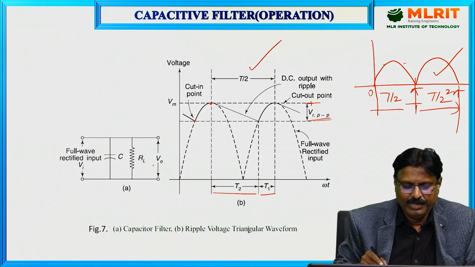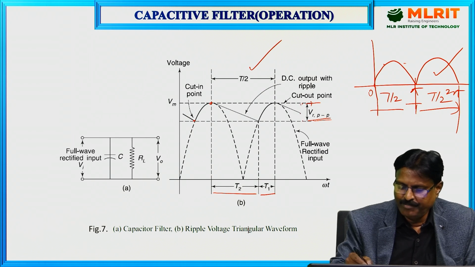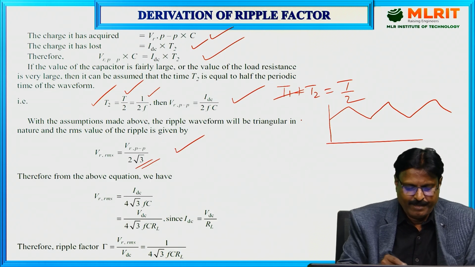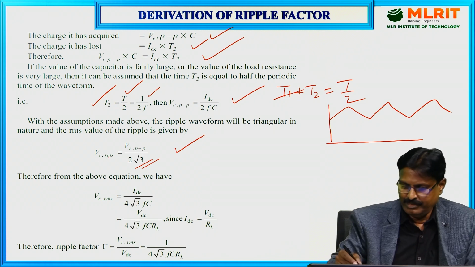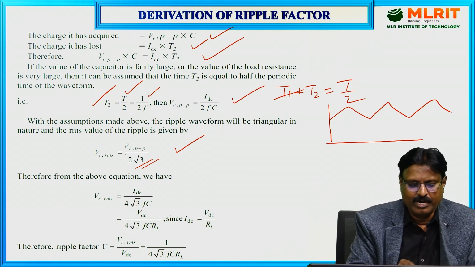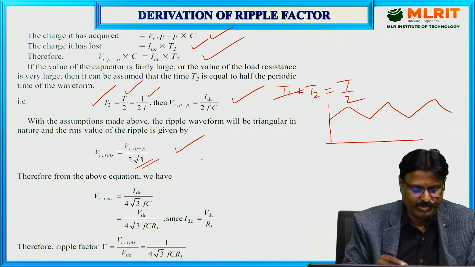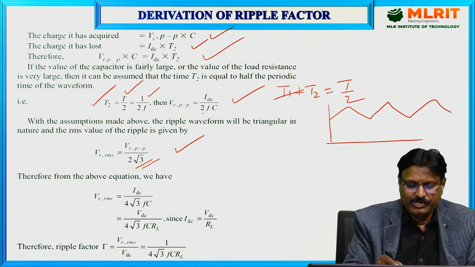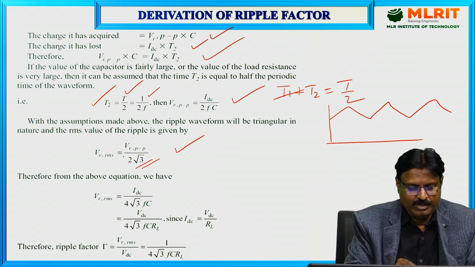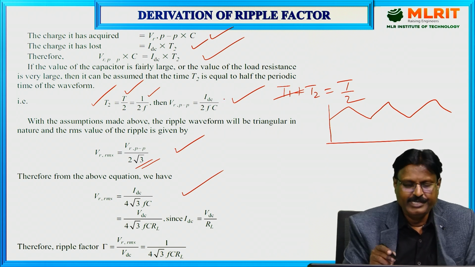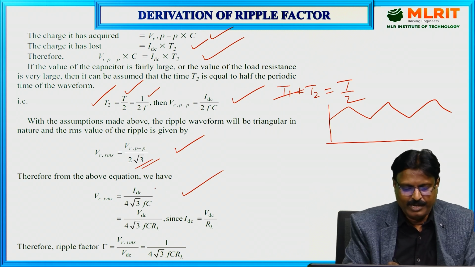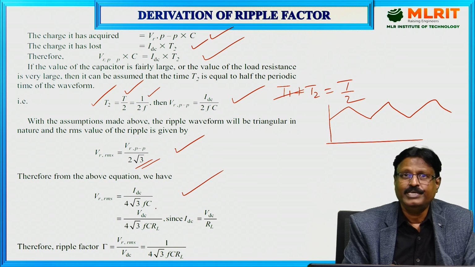VR peak to peak means this value from here to here. So that's why here I can write the equation like this: the RMS value of this particular ripple can be written as VR RMS is equal to VR peak to peak by 2 root 3. So if you substitute the value of VR peak to peak here, VR RMS is equal to VR peak to peak by 2 root 3, and VR peak to peak is equal to IDC by 2 FC. So you'll be getting IDC by 4 root 3 FC.